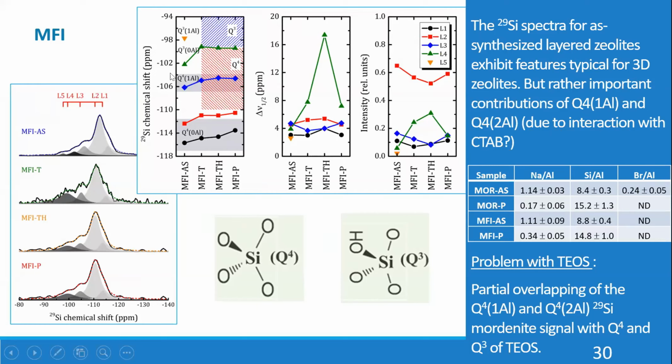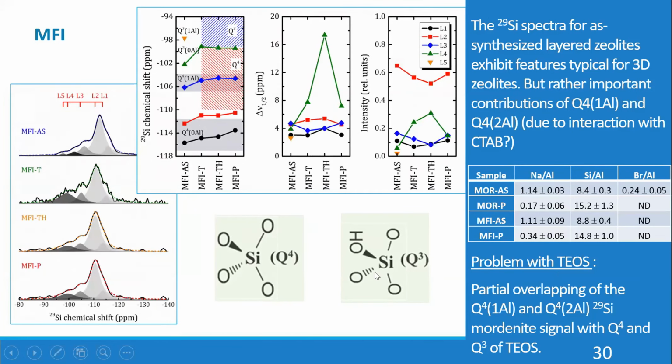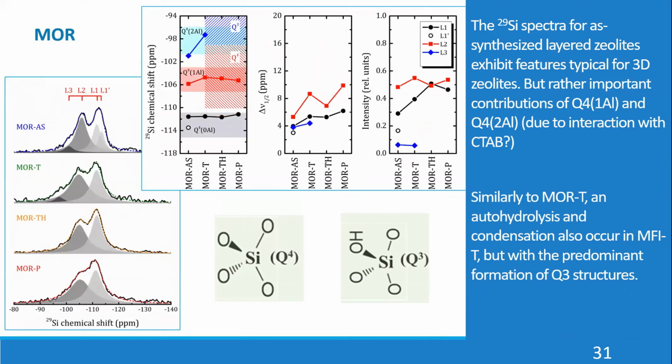Moreover, using this data, we can also extract information about the real content of the aluminium and the real composition of the silicon aluminum framework. That is in good agreement with data obtained by energy dispersive spectroscopy. Maybe I skip the details as I have no more time.